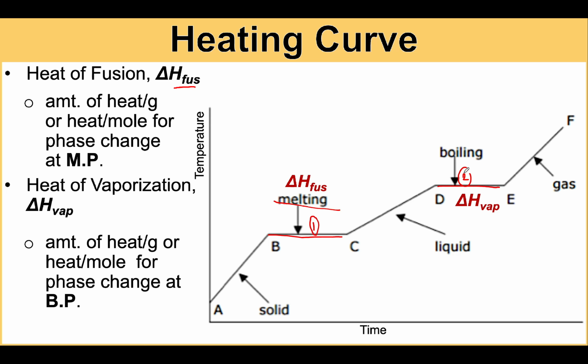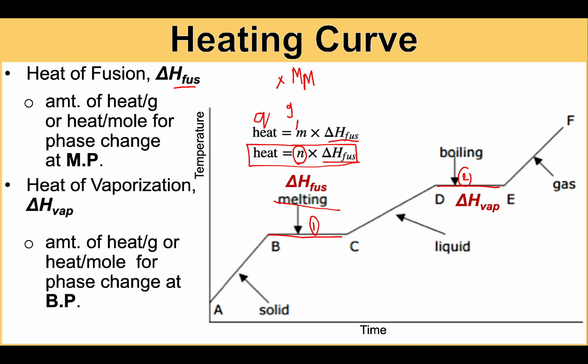So for melting, you have these equations. Heat is equal to m times the heat of fusion, or heat is equal to moles times heat of fusion. So heat is also symbolized as Q. M here is mass in grams, and this one is a constant. But this one is commonly used. So this is moles of the substance times the heat of fusion. So if you're given mass in grams, you have to use the molar mass to convert it to get the moles of the substance.